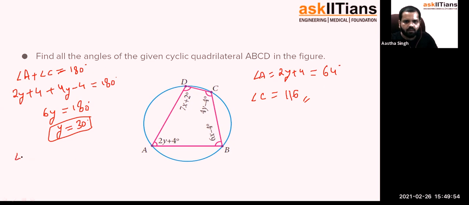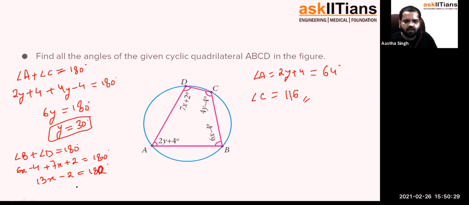Again, angle B plus angle D will be equal to what? 180 degrees. Angle B is what? 6x minus 4. Angle D is what? 7x plus 2. 6x and 7x will become 13x minus 2 will equal 180 degrees.